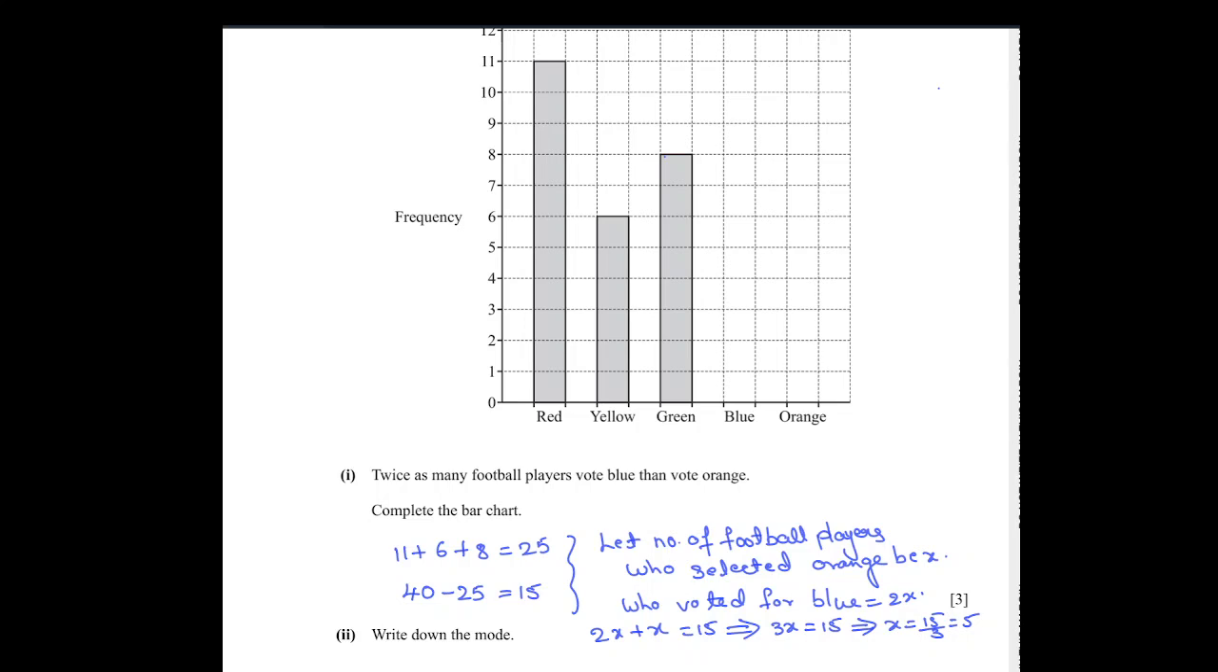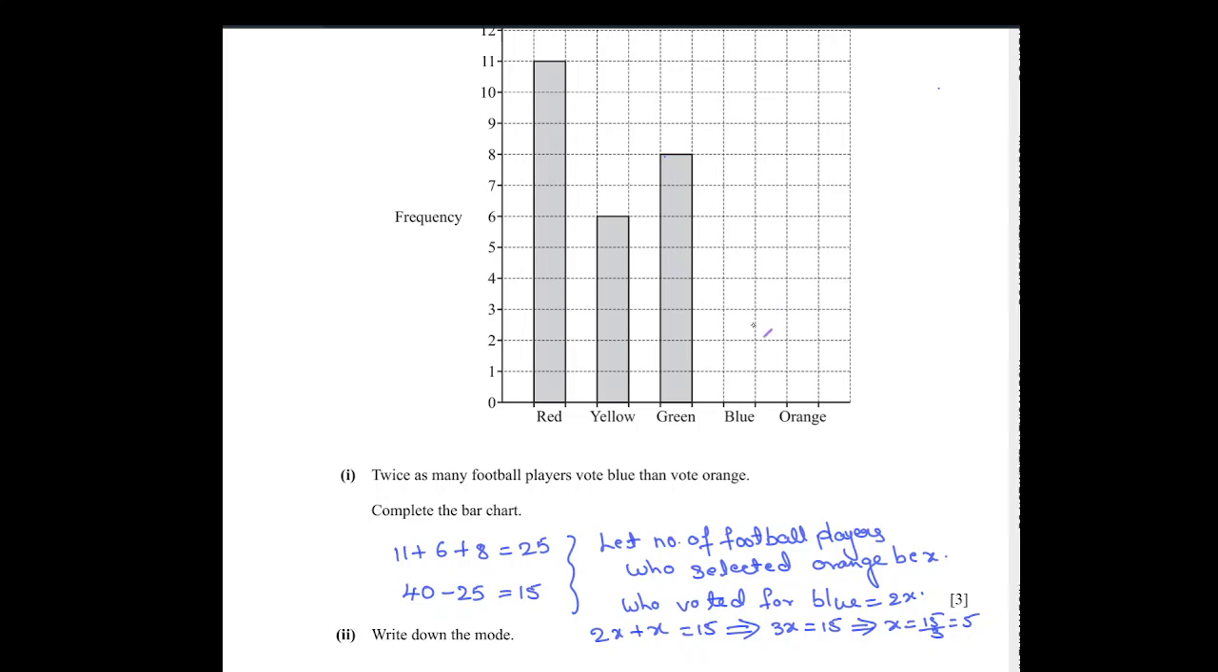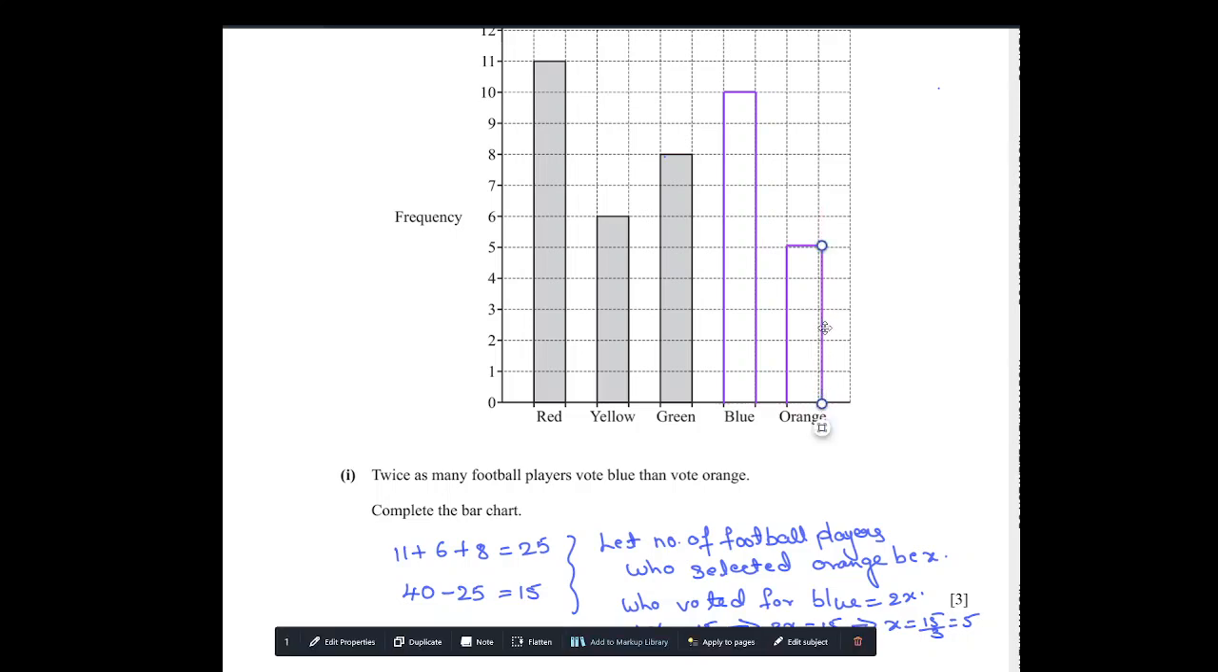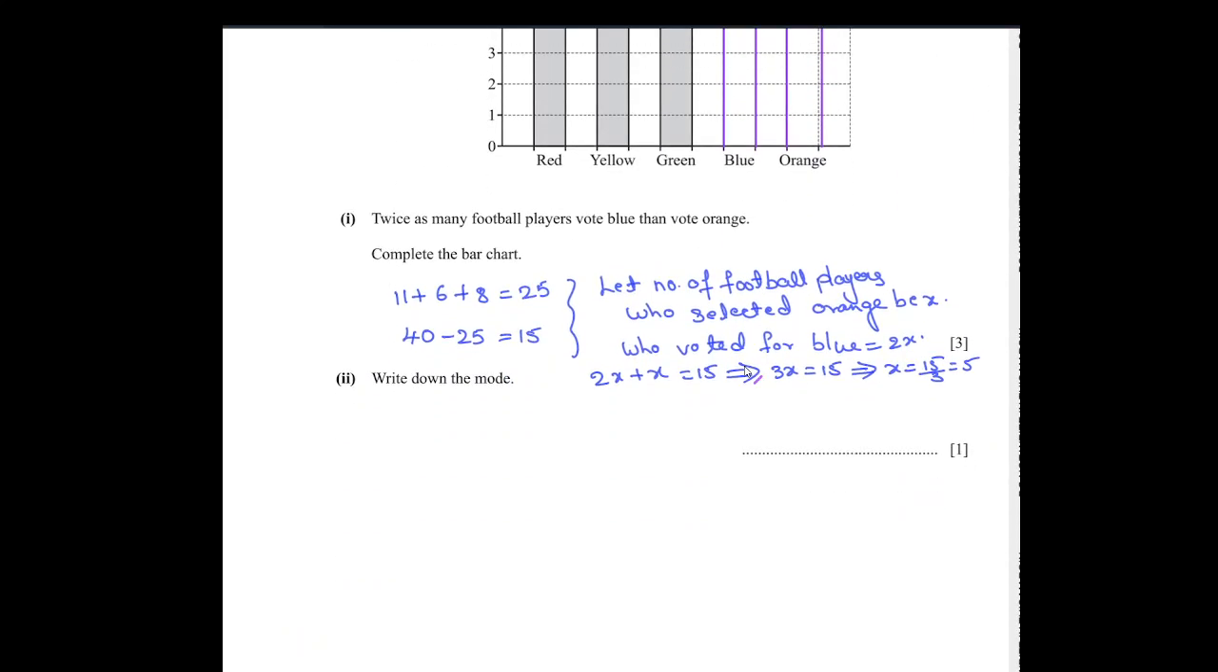So use your rulers to complete this graph. For blue, let us take up to 10. So this is up to 10. Then for orange it will be up to 5. This is the complete bar graph. For question number 1 we have answered.